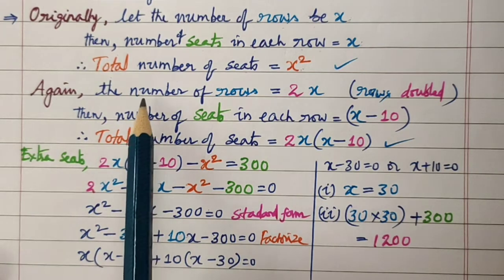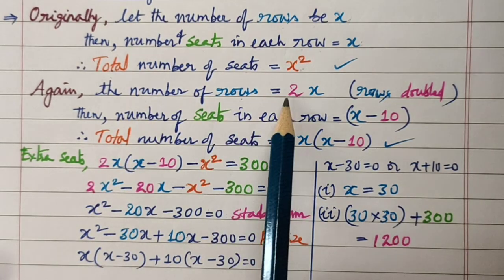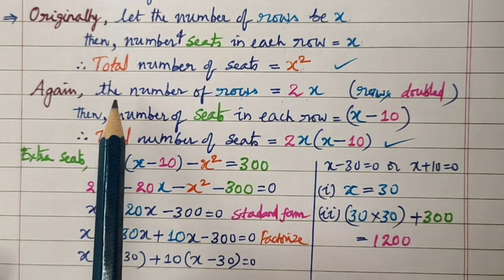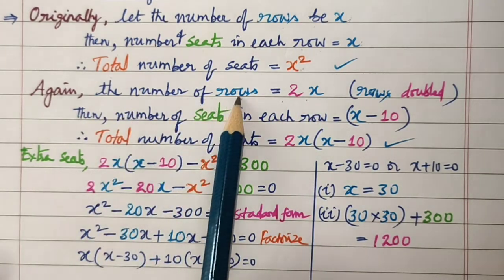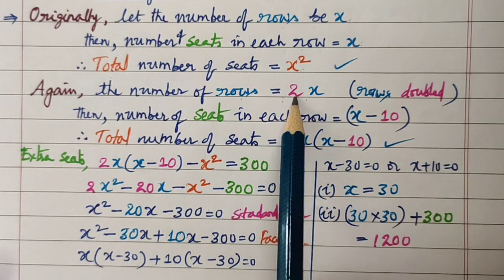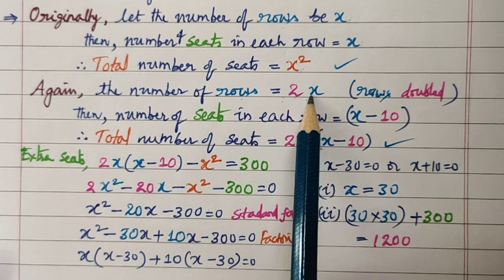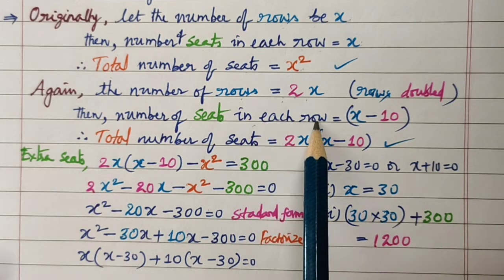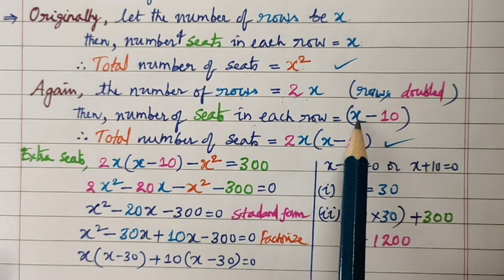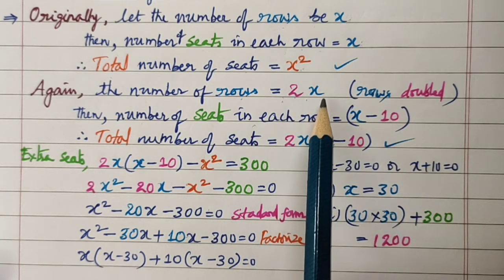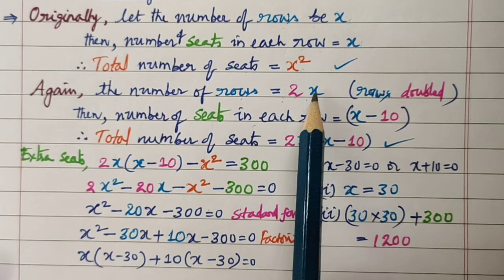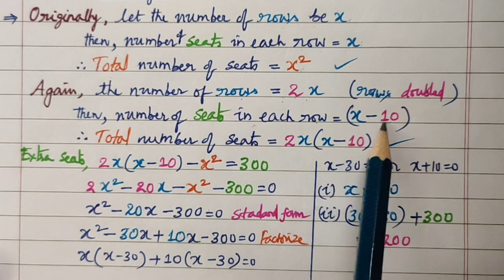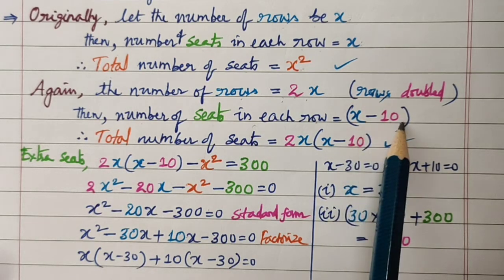Again, the number of rows is equal to 2x, because they were doubled here. Then at the same time, the number of seats in each row is reduced by 10. This is the condition they were given. They are going to double the rows and decrease the number of seats in each row by 10. The number of seats in each row is equal to x minus 10.